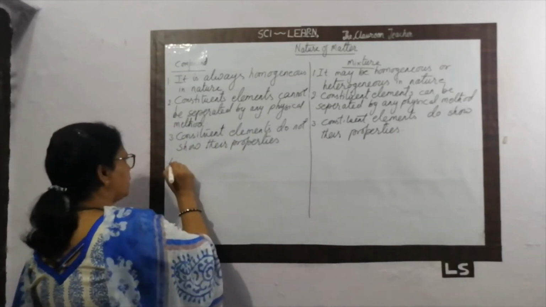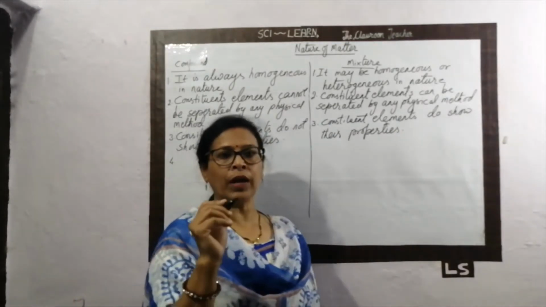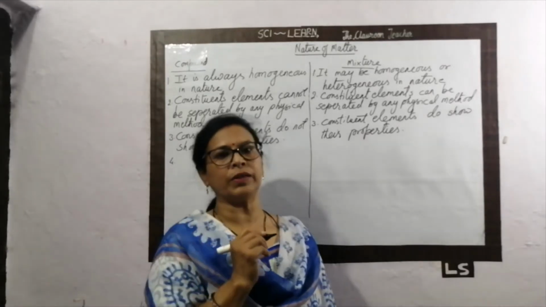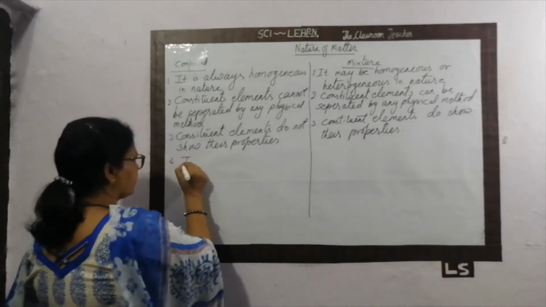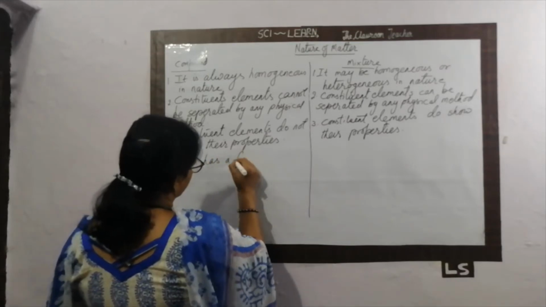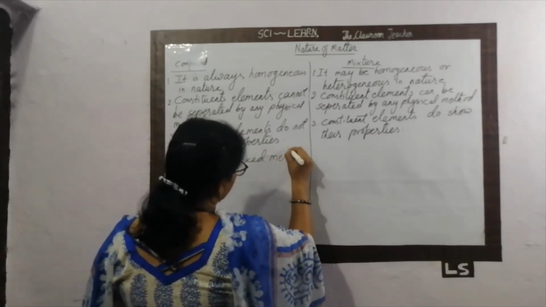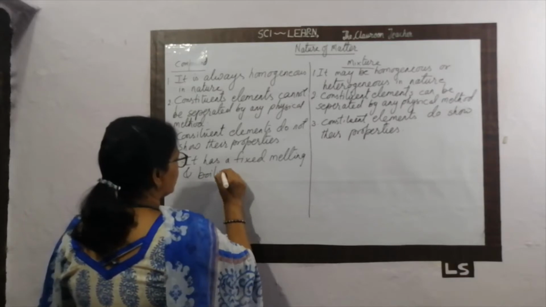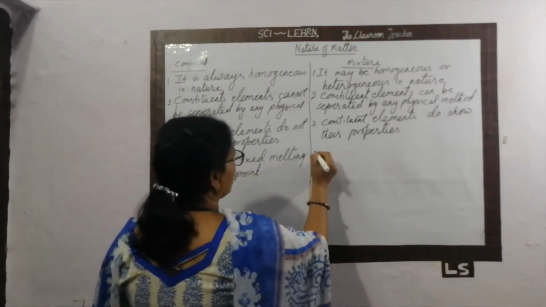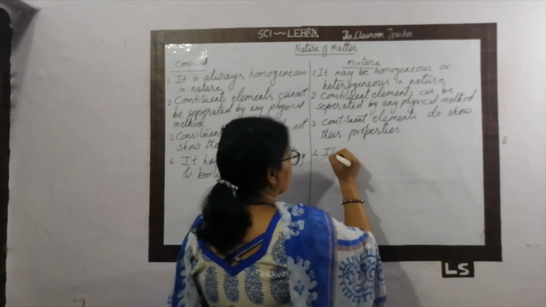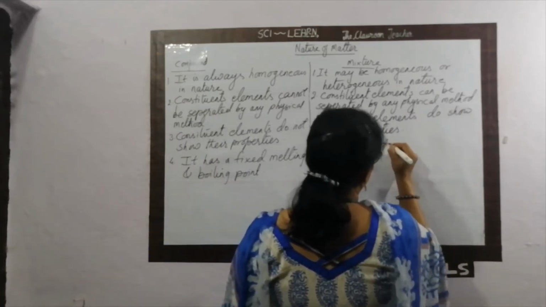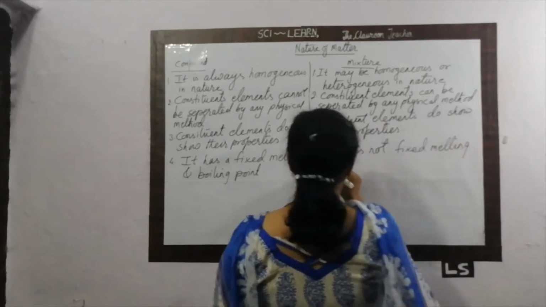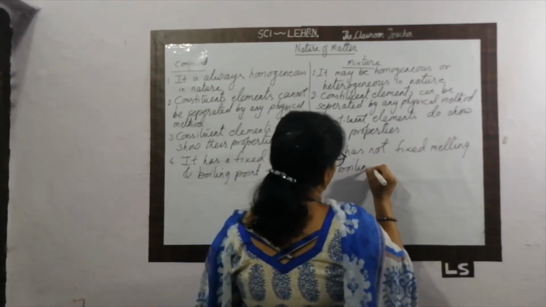To differentiate between these two, as we know, a compound has a fixed melting and boiling point, but the fixed melting and boiling point is not present in a mixture. A compound has a fixed melting and boiling point, but a mixture has no fixed melting and boiling points.